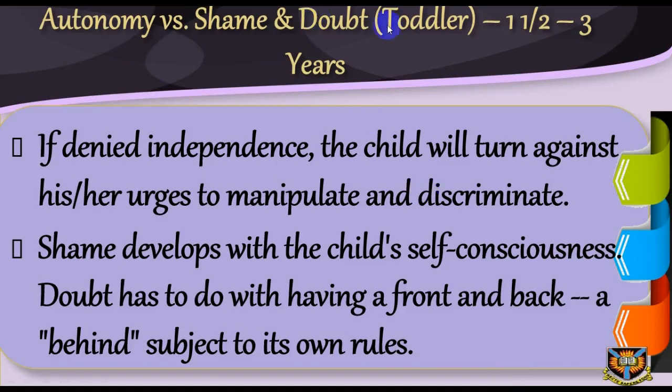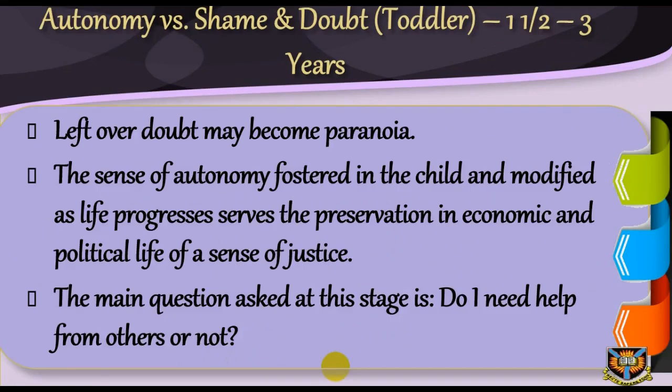Autonomy versus shame and doubt, 1.5 years to 3 years, toddler. If denied independence, the child will turn against his or her urges to manipulate and discriminate. Shame develops with the child's self-consciousness. Doubt has to do with having a front and back, a behind subject to its own rules. Leftover doubt may become paranoia. The sense of autonomy fostered in the child and modified as life progresses serves the preservation in economic and political life of a sense of justice. The main question asked at this stage is, do I need help from others or not?